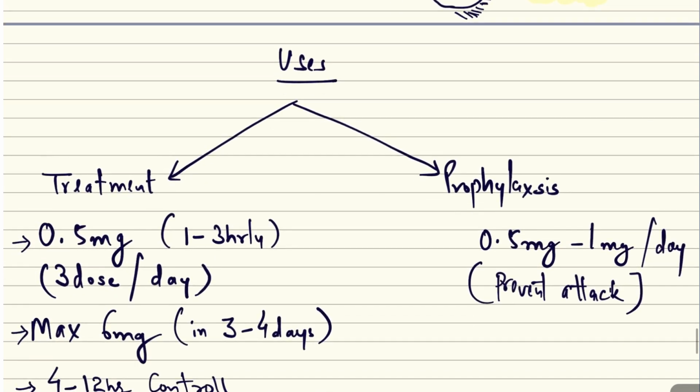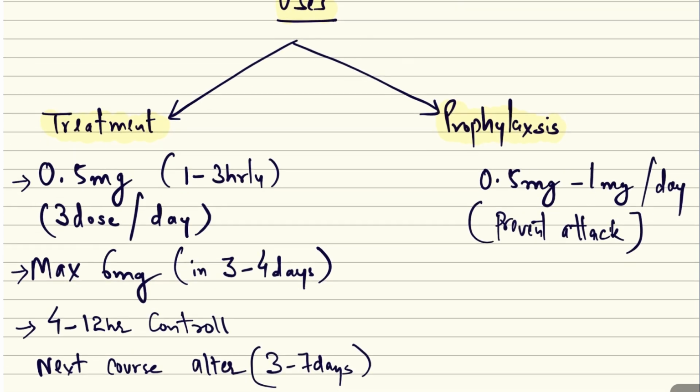About the uses of colchicine, it is used for terminating the acute attack of gout and for prophylaxis, where we will prevent the acute attack of gout. For prevention of acute attack of gout, we will give colchicine at a dose of 0.5 mg to 1 mg per day. It will prevent the acute attack of gout.